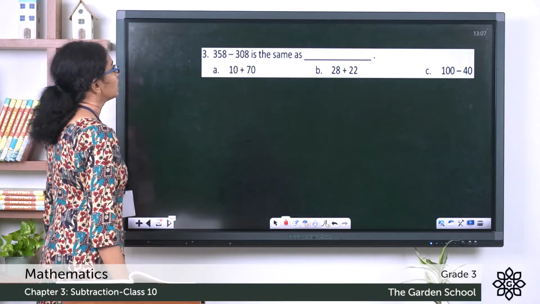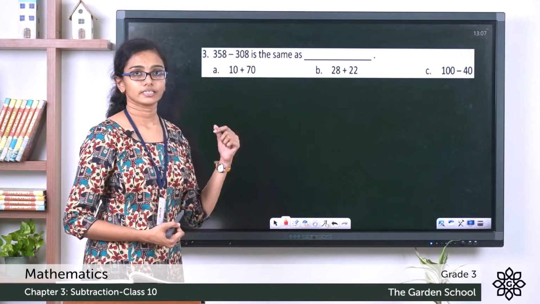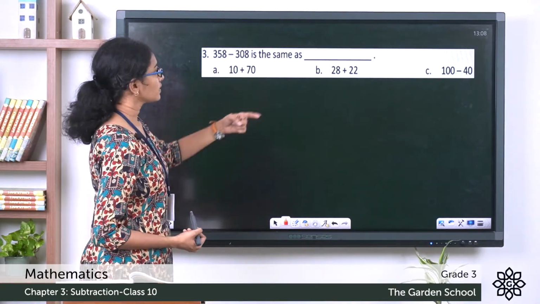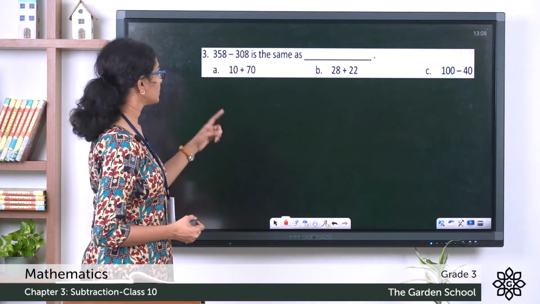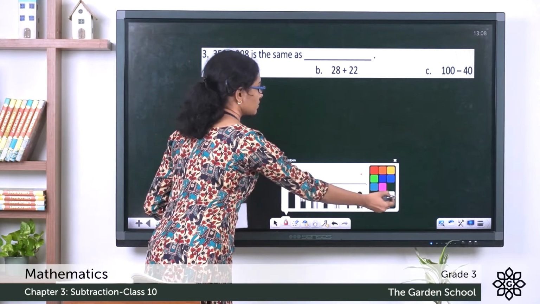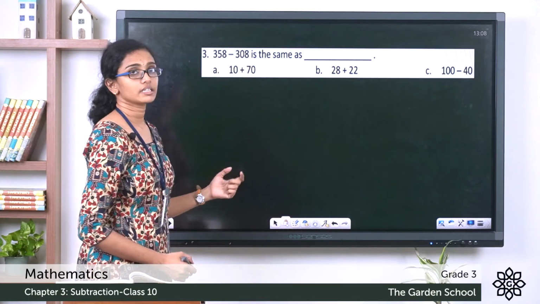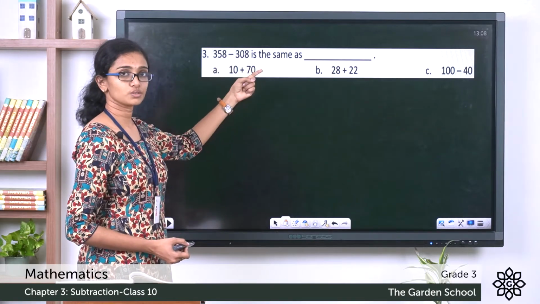Now, 358 minus 308 is the same as, and you are given 3 options. Here a subtraction operation is given and the options are option A, 10 plus 70. What is 10 plus 70? 80. So before we check the options, let's first check what is the difference of these two numbers.